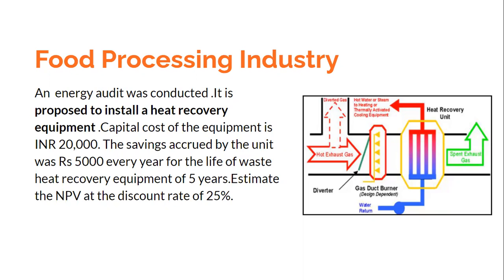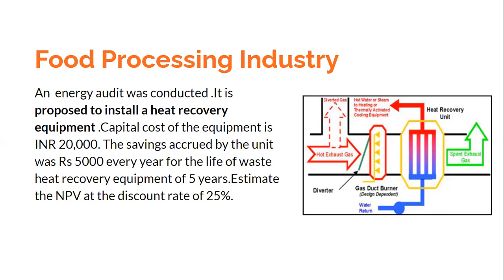So one was to calculate the net present value at the discount rate of 25%. The meaning of a discount rate of 25% is that this company, the food processing industry, would get alternative income by investing 20,000 rupees at 25%. Now let us see whether at this discount rate of 25%, the net present value is positive or negative. If the net present value is positive, we would say that this project is financially viable at a discount rate of 25%. If it is negative, then this project is not financially viable at the discount rate of 25%.